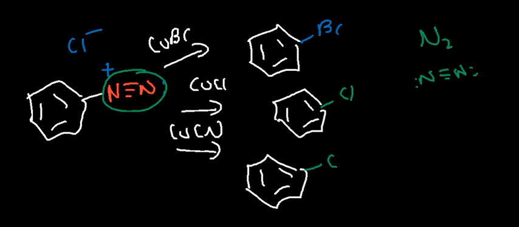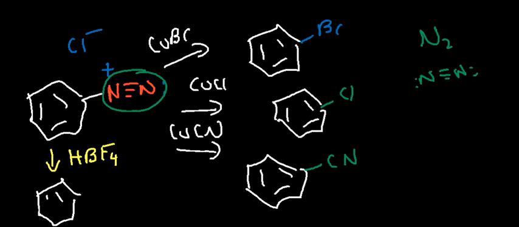Here, we're going to replace the N2 group with a cyanide. Now, there's some more reactions that I want to talk about. Let's see if I can fit it in here. If we add HBF4, which is basically H plus and BF4 minus, we can replace the N2 group with a fluorine group.